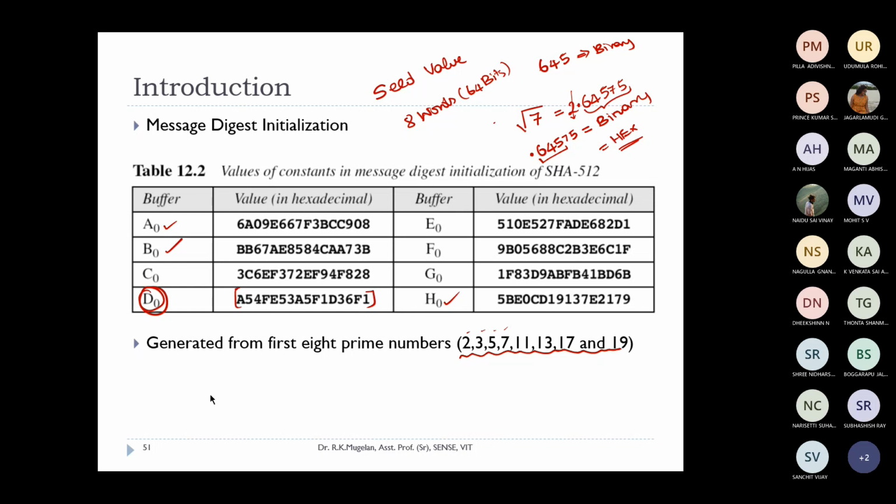Using the first 8 prime numbers, they are generating the 8 register words. Not in this case as a register. These are 8 words which will be used as the digest initialization values. Right? I hope it is clear.